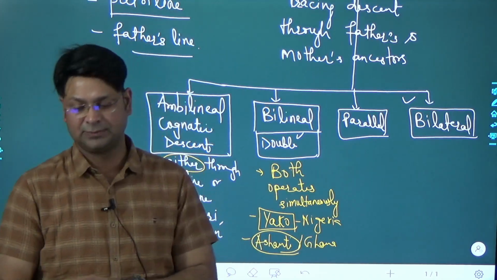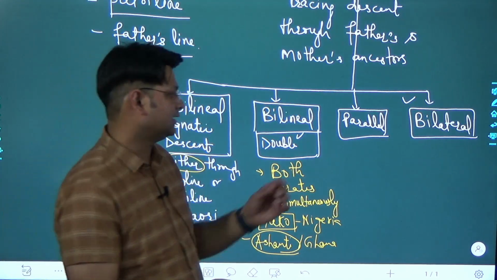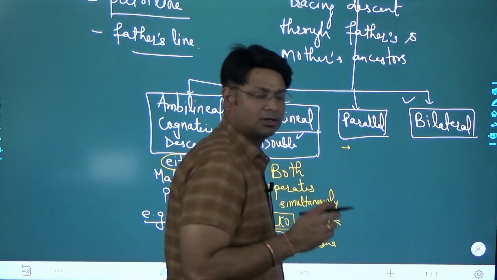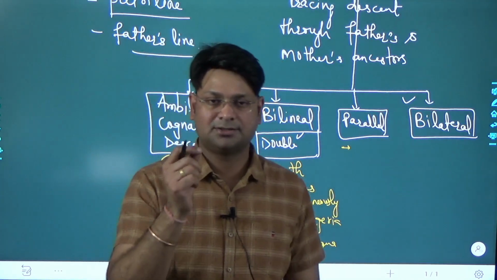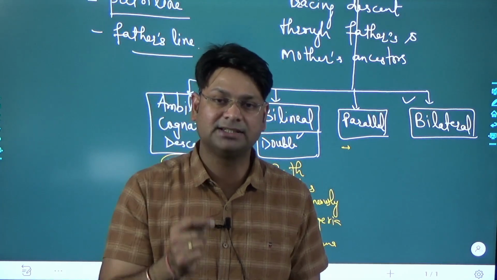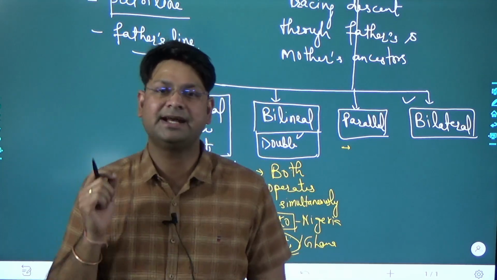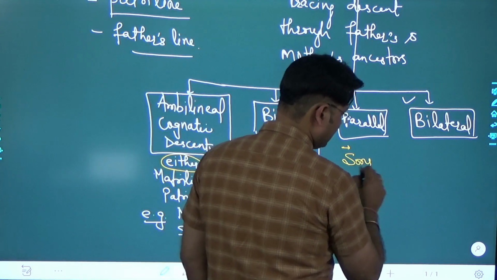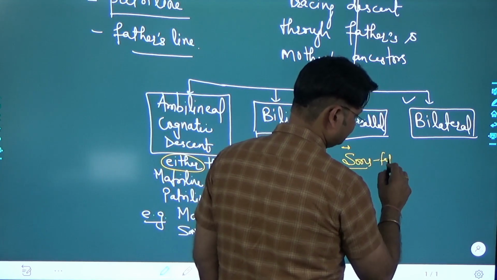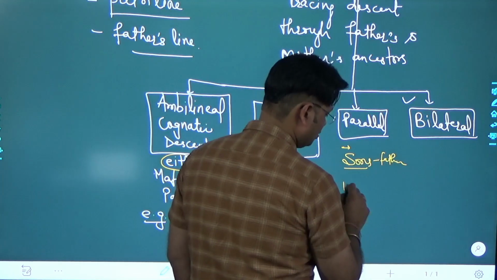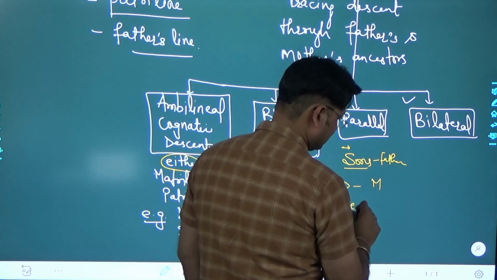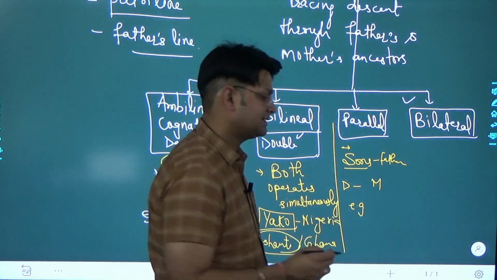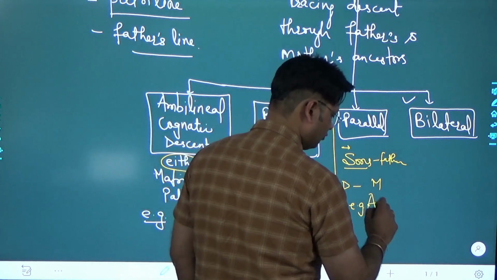Parallel descent. Parallel descent means here the descent in male, you can say sons inherit from father, and daughters inherit from mother, right? Example of this type of descent is Apanae of Brazil.